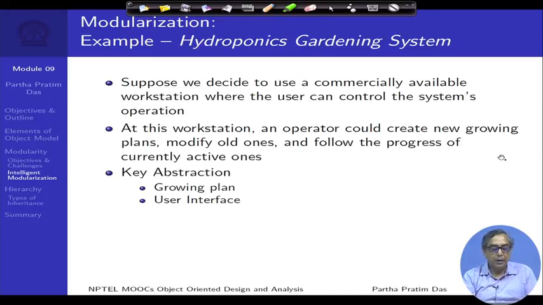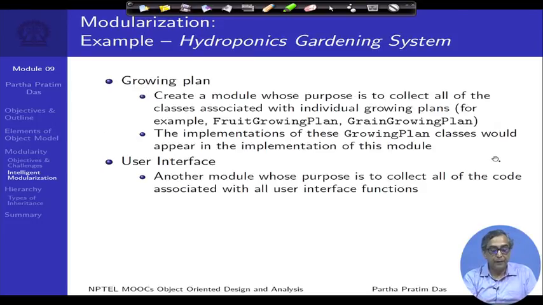There are some references to the earlier examples, the hydroponic gardening system. Suppose we want to build an automation system, which we started discussing. Certainly some of the key abstractions that we have seen include the growing plan, that is, the different strategies to be imbibed by the system to grow different varieties of plants, and the user interface. These are key abstractions that you would already have from the analysis of the system. So, it will be quite logical to create modules for the growing plan.